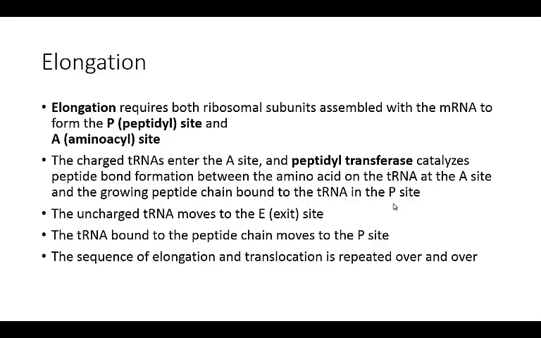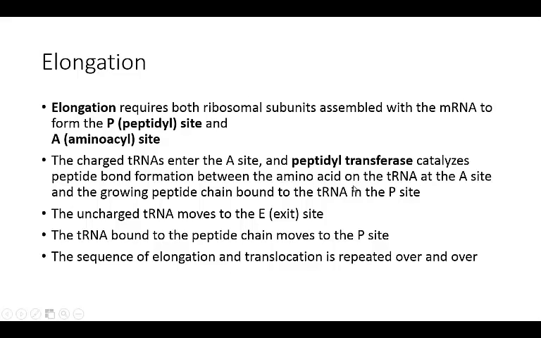So in elongation, everything has to be already assembled. You need your initiator codon and your initiator tRNA and everything combined together. There are going to be several different sites. There is a P site or peptidyl site, an A site or aminoacyl site, and we're going to show you how those work in just a second. But basically, these charged tRNAs are going to enter the A site. Another term for the A site, or a way to remember this, is acceptor site. This is where it's going to enter the complex.